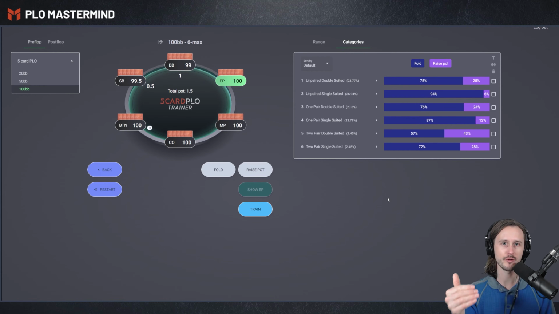We are working with different preflop levels. We have 3 different preflop levels within the preflop categories. This is the first level, 6 preflop categories, and we are differentiating them at the top level between unpaired double suited, unpaired single suited, 1 pair double, 1 pair single suited, and then the 2 pair double and 2 pair single suited hands. We have the weight attached to it, so how often do these hands belong to your range, and then the actions next to it, folding versus raising.